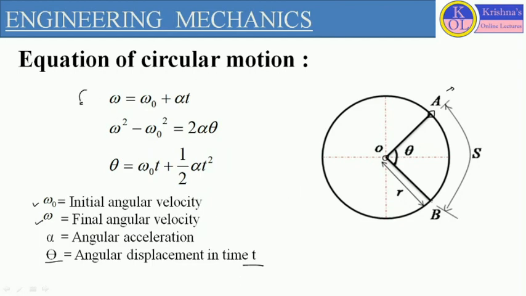So here we have three equations which are representing the equation of circular motion. The first equation is omega equals omega naught plus alpha t. Here we have omega, omega naught, alpha, t and theta also. The second equation is omega square minus omega naught square equals 2 alpha theta, and the third equation is theta equals omega naught t plus half alpha t square. Now how can we get these equations? With the help of simple relations.